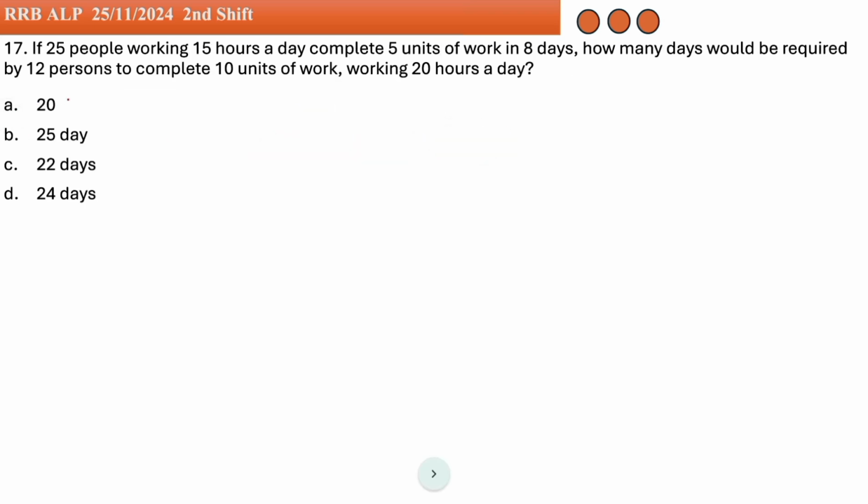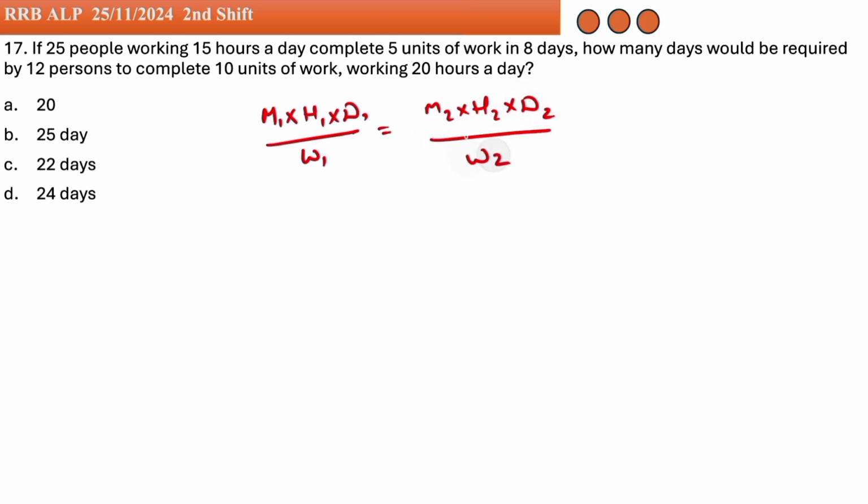Next question. If 25 people working 15 hours a day complete 5 units of work in 8 days, how many days would be required by 12 persons to complete 10 units of work working 20 hours a day? So here, number of persons and hours into days divided by number of units of work completed is equal to M2 into H2 into days D2 divided by W2. This is the formula to solve this question.